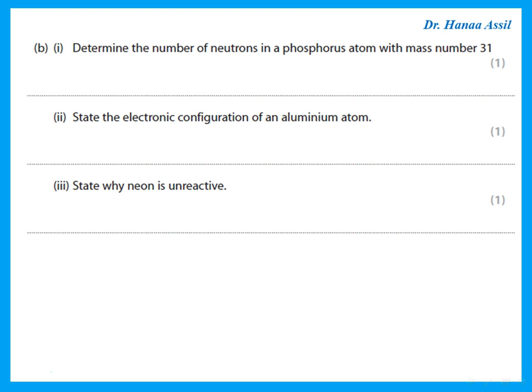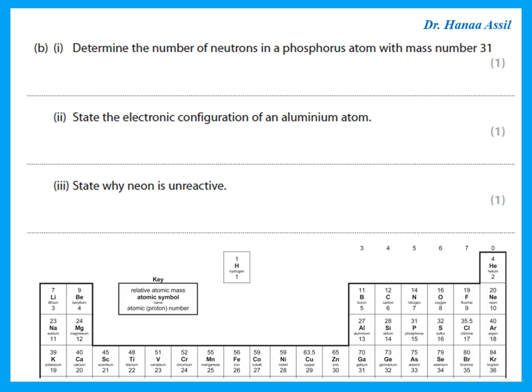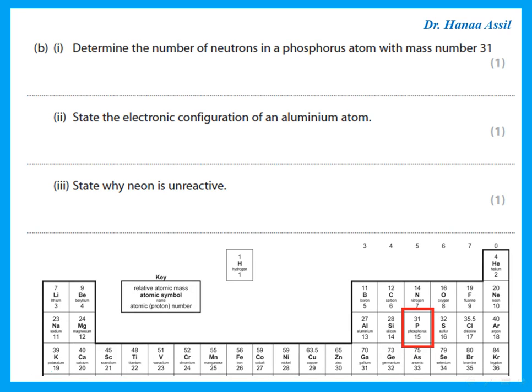Determine the number of neutrons in a phosphorus atom with mass number 31. Again, in order to determine the number of neutrons, you have to look at the periodic table, look at the atomic number, because the mass number is protons plus neutrons. So if he wants neutrons, he will have to subtract the number of protons, which is the small number. So the number of neutrons will be the big one minus the small one. That is 16 neutrons in phosphorus.